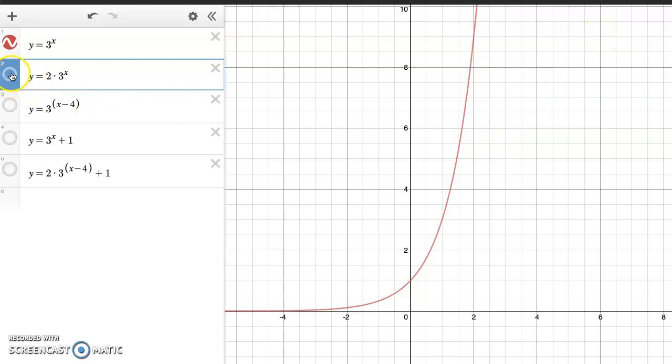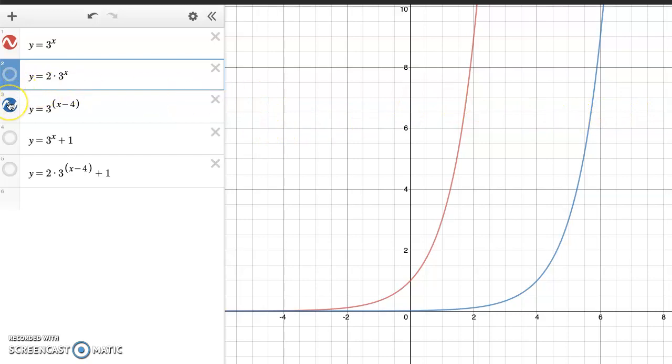So let's turn this on and see if we're right. Oops, I hit the wrong one. Turn that off. There we go. Okay, and you can see that in fact this point here moved over by 4. This point here moved over by 4. This point here moved over by 4. So -4 to the right. Okay? +4 would be a move to the left.